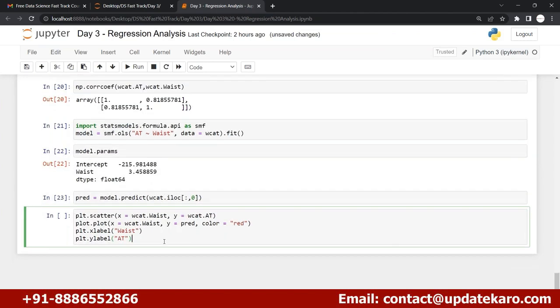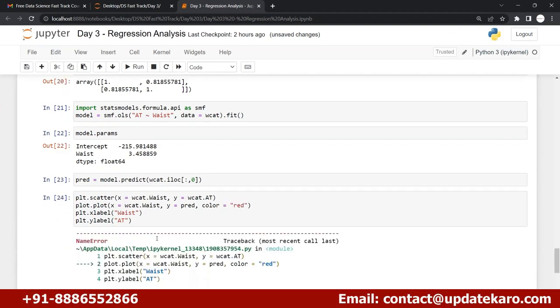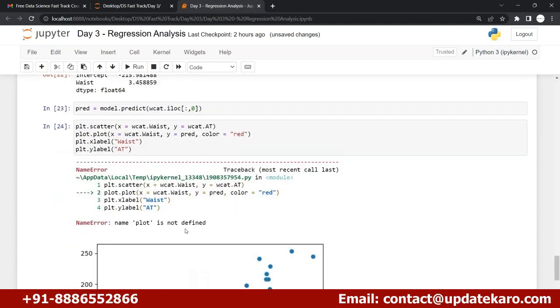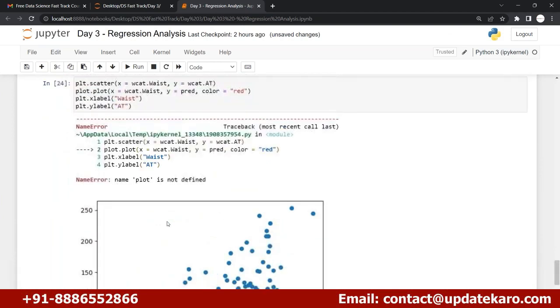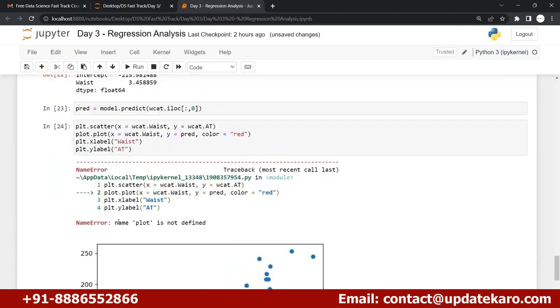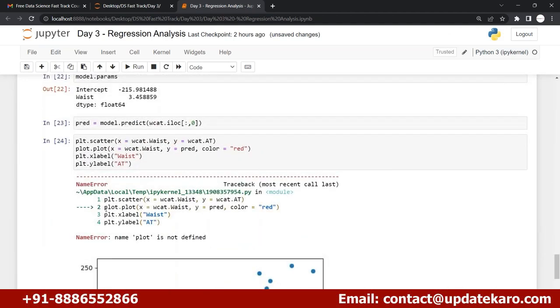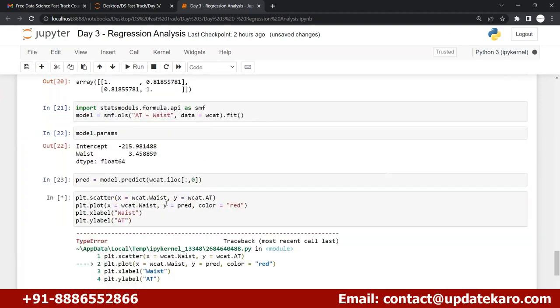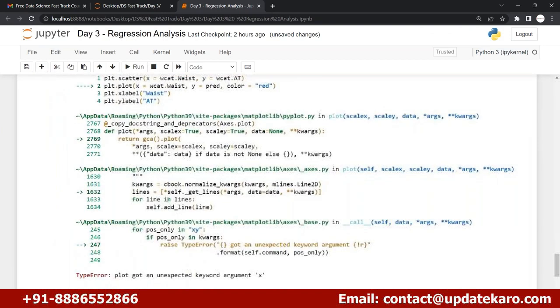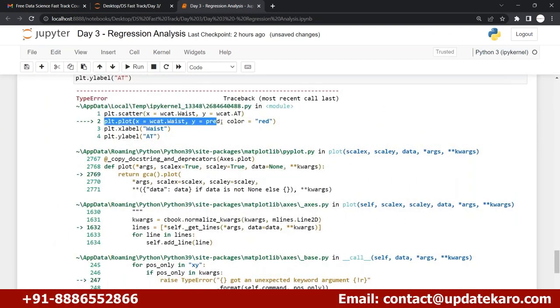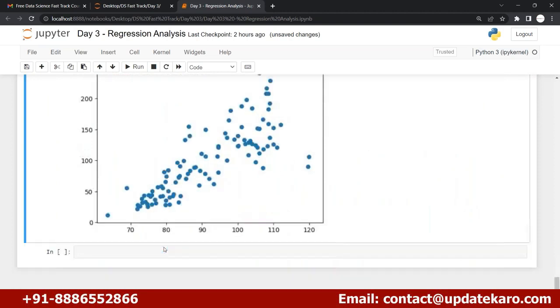Now let me run this. See here, I got the error: plot is not defined. A NameError is there. Here you can see that instead of plt I wrote plot. My typo, my bad. Let me run this again. Again I got an error, that's cool.